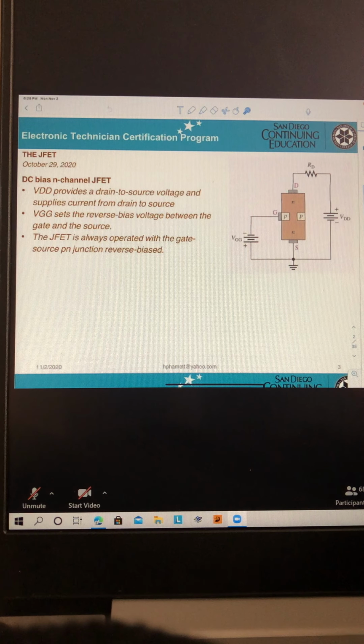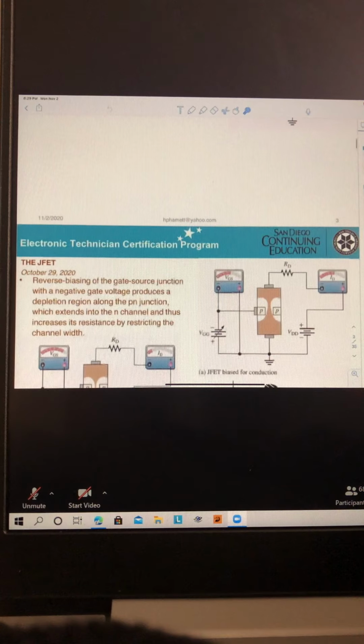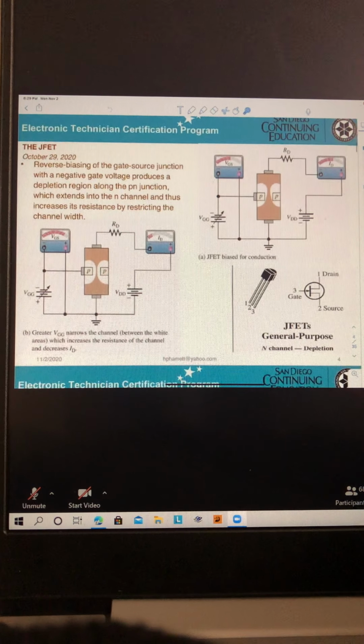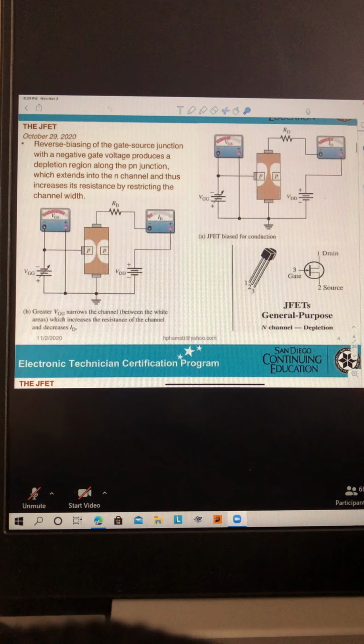VDD provides a drain to source voltage and supplies current from the drain to the source. VGG sets the reverse bias voltage between the gate and the source. The JFET always operates with the gate-source PN junction in reverse bias. Okay? On the bipolar, they are in forward bias. Now, try to see this picture here to see what the difference is.